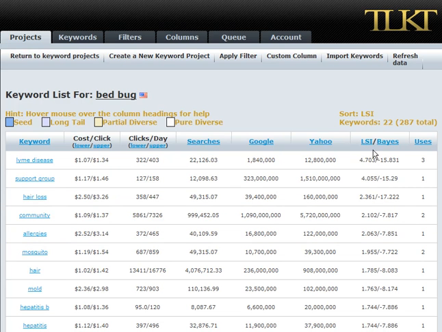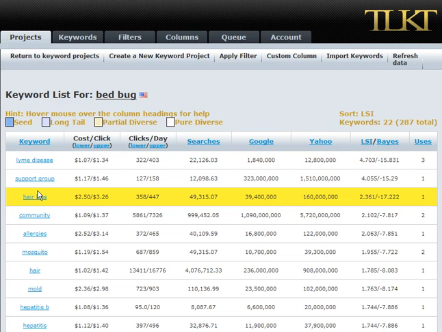You can see the LSI or Bayes score, the high one being 17 on the last screen, down in the 4 to 15 range, 15 Bayes, 4 LSI. You're going to find some things that are tangent with bedbugs. Now, when you research the topic, you'll see that they actually are. Like hair loss. We're talking about mange and sarcoptic mange.